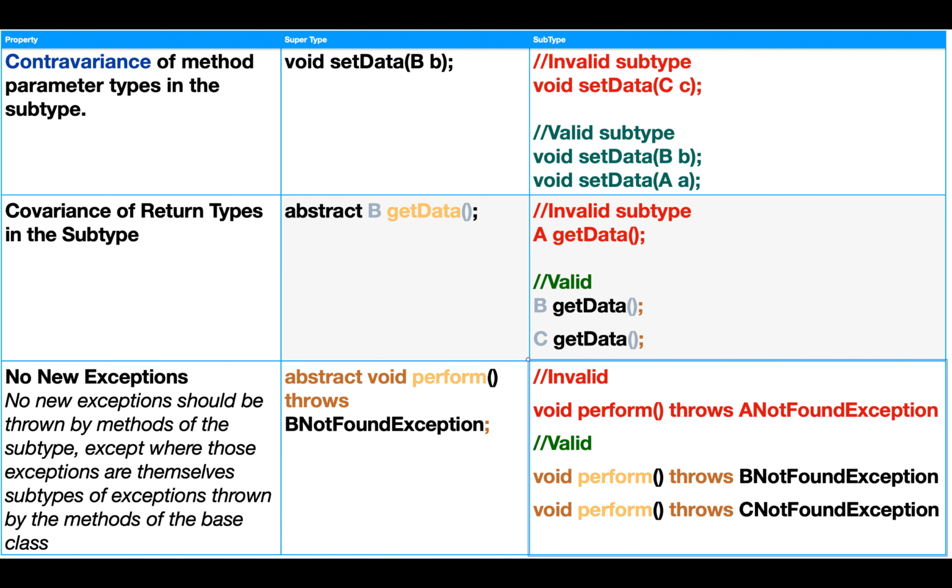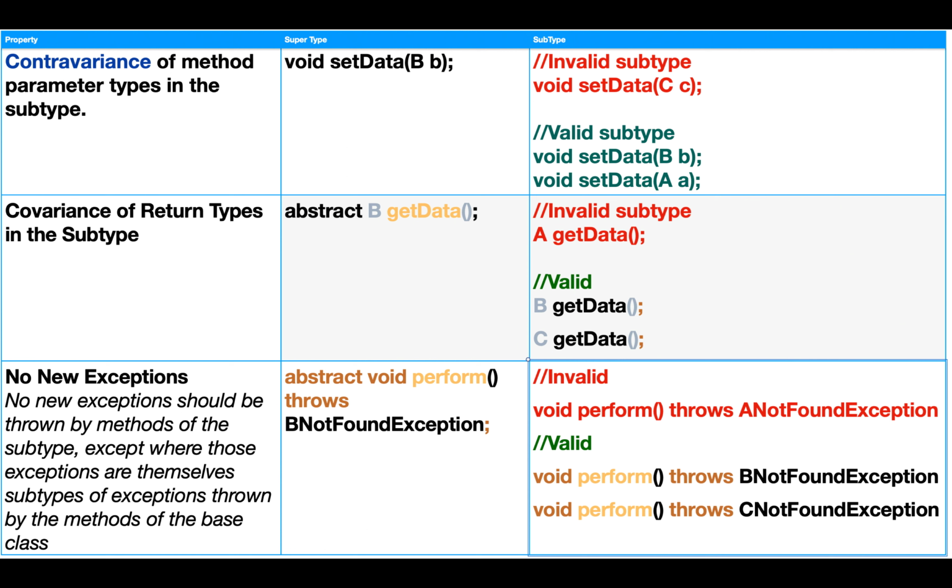Contravariance of parameter types means that in our child class, we can use the parameter type either the same or its parent class. Let's say in our first column, which belongs to contravariance, the first column tells about properties, the second column about the supertype, and the third one about subtypes or subclasses.